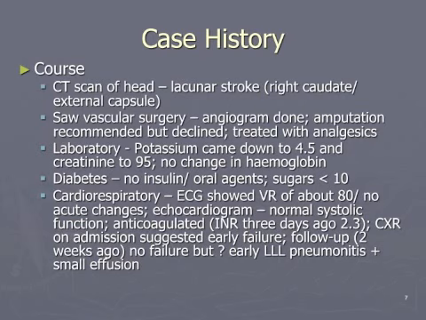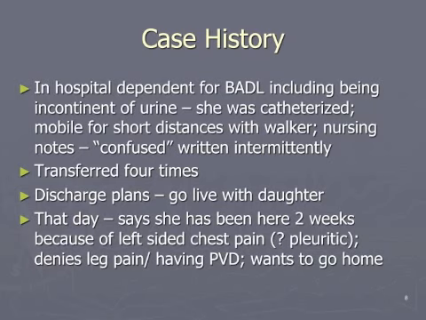So in hospital, she was dependent for all her basic activities of daily living, including being incontinent of urine, and she was catheterized. She was mobile for only short distances with a walker. In the nursing notes, when you review them over the last few days, she was stated to be confused intermittently. While in hospital, she was given a tour of the hospital and was transferred 4 times.